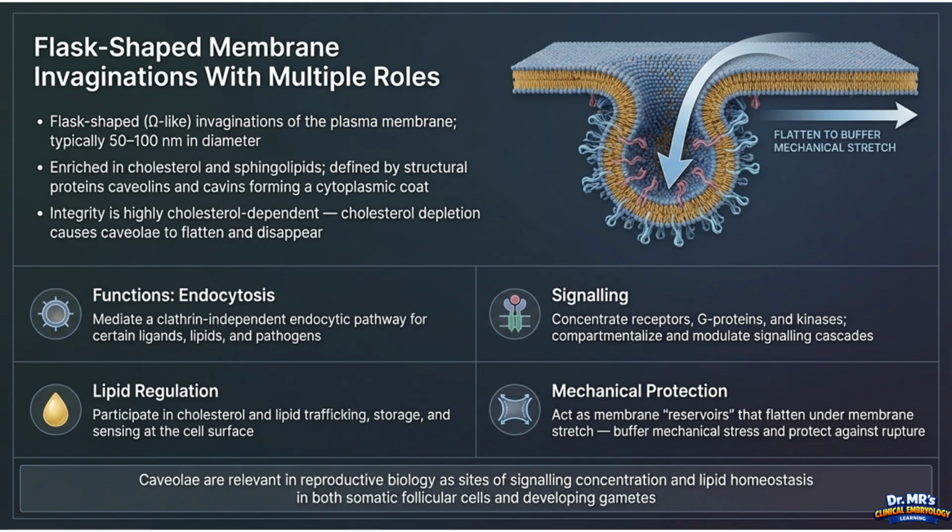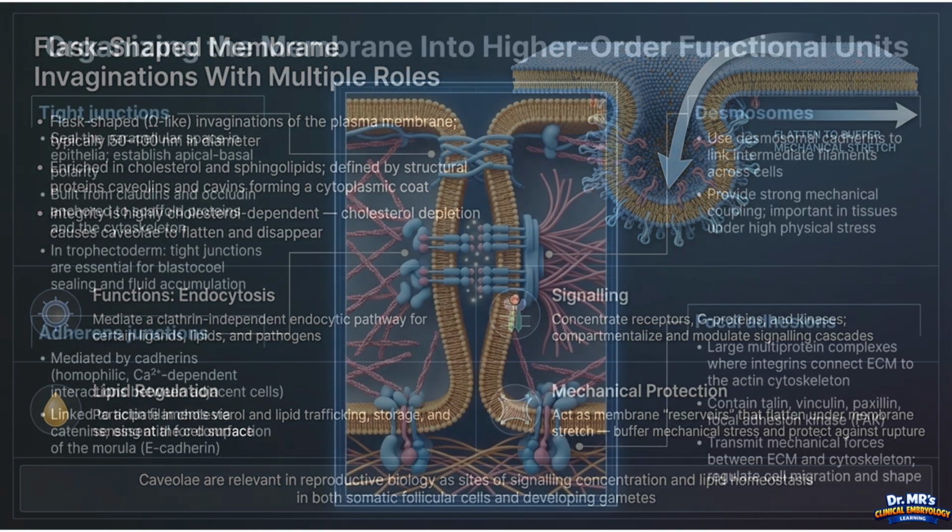In reproductive biology, caveolae have been identified in follicular granulosa cells and in developing gametes, where they appear to serve as signaling concentration sites and regulators of lipid homeostasis. Their cholesterol dependence links them directly to the clinical considerations we will discuss regarding membrane cholesterol in assisted reproductive technology.